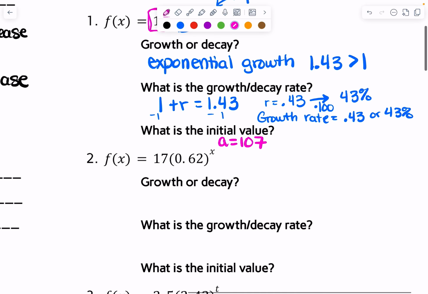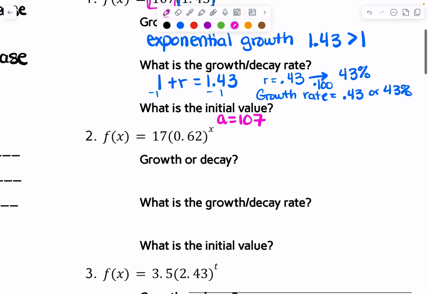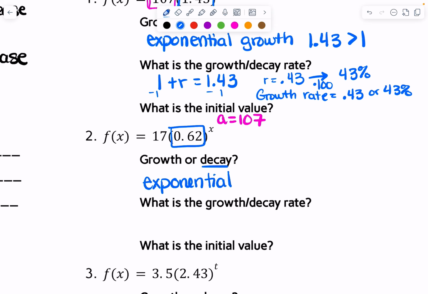Let's take a look at our second example. We have f of x equals 17 times 0.62 to the x power. Looking here, I'm noticing that I have this base of 0.62. 0.62 is less than 1, so this would be a decay function. So exponential decay, because 0.62 is less than 1.